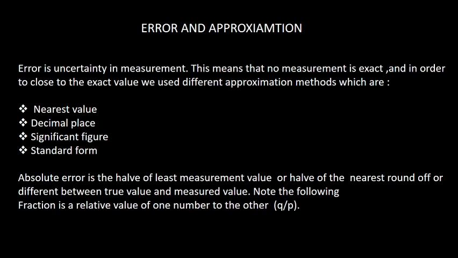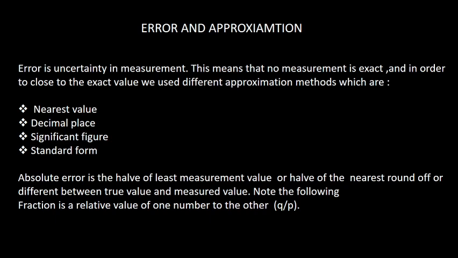What do we mean by error? What do we mean by approximation? Let's begin. Error is uncertainty in instruments. I will break this one down. This means that no measurement is exact. You must know that. And in order to get close to the exact value, we use different approximation methods.